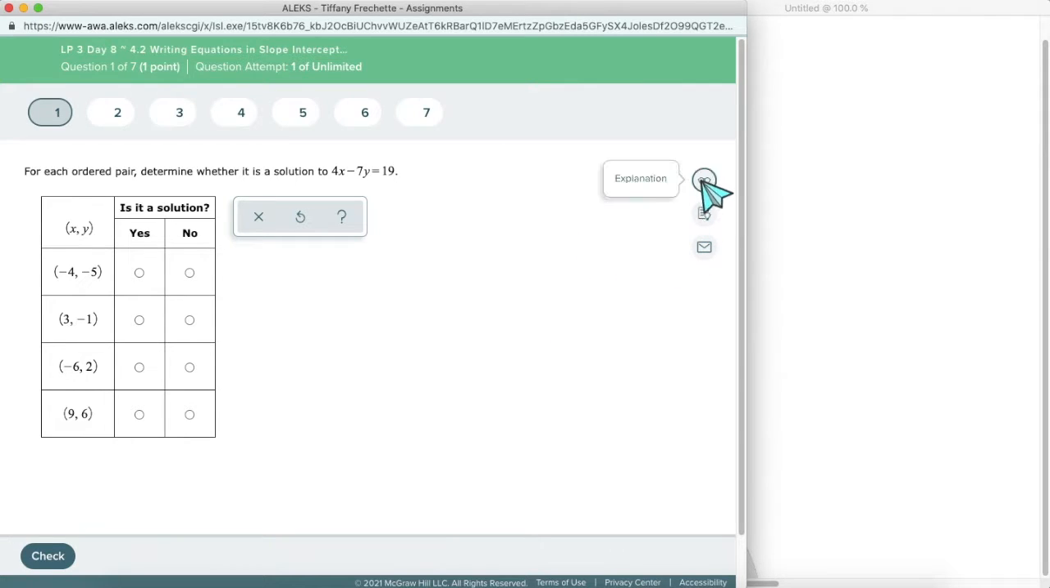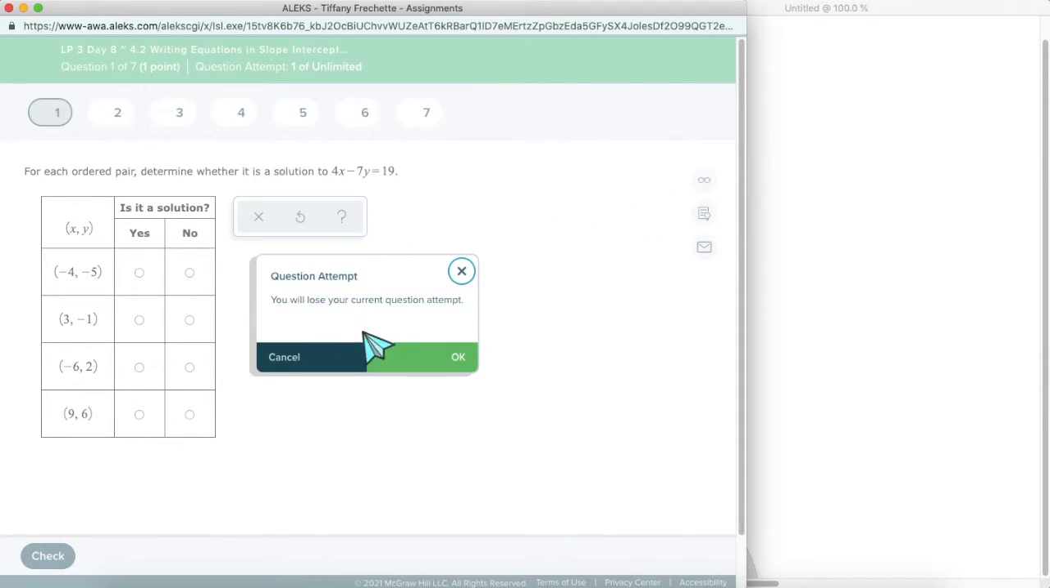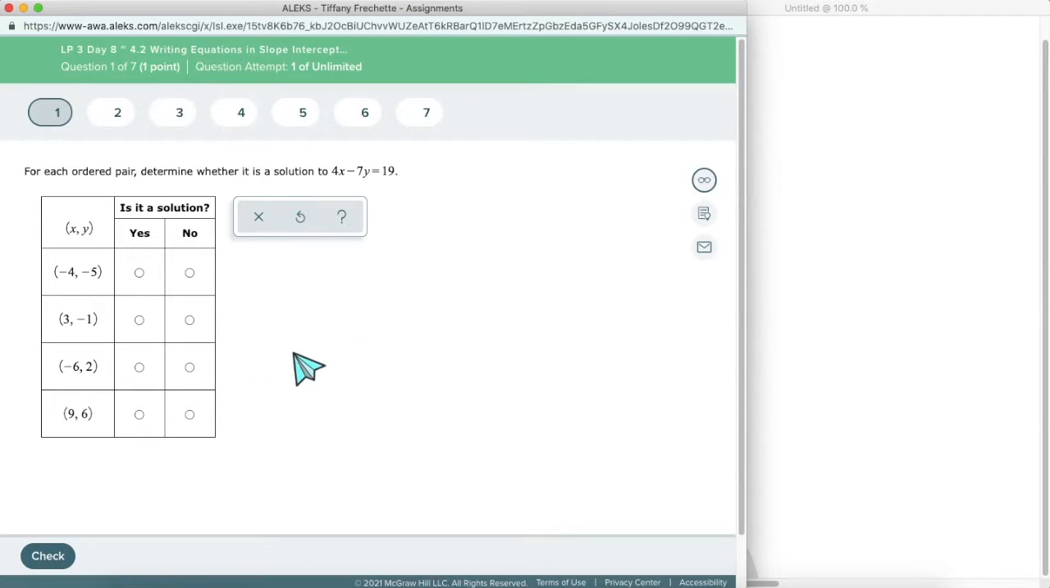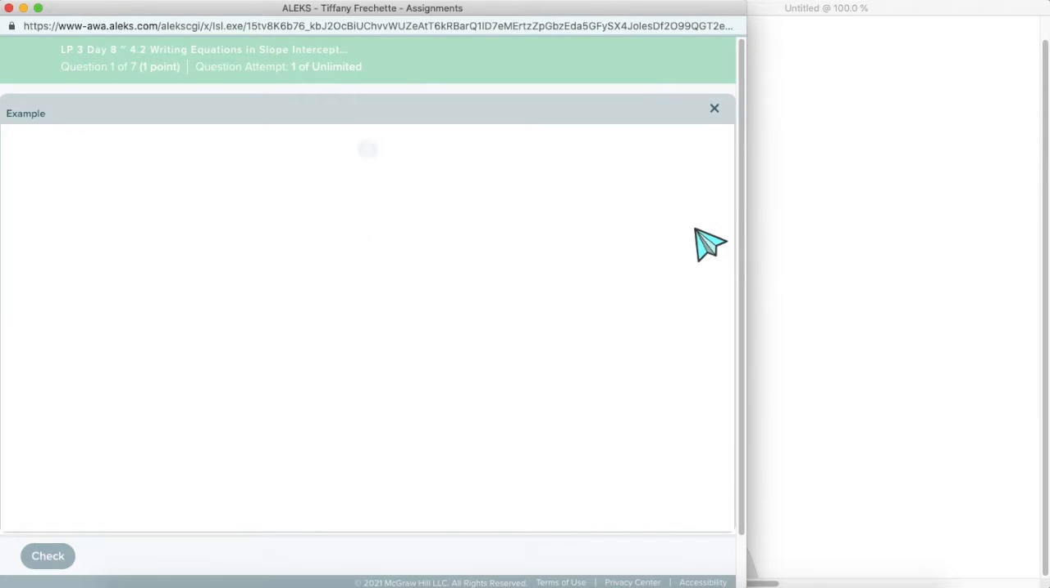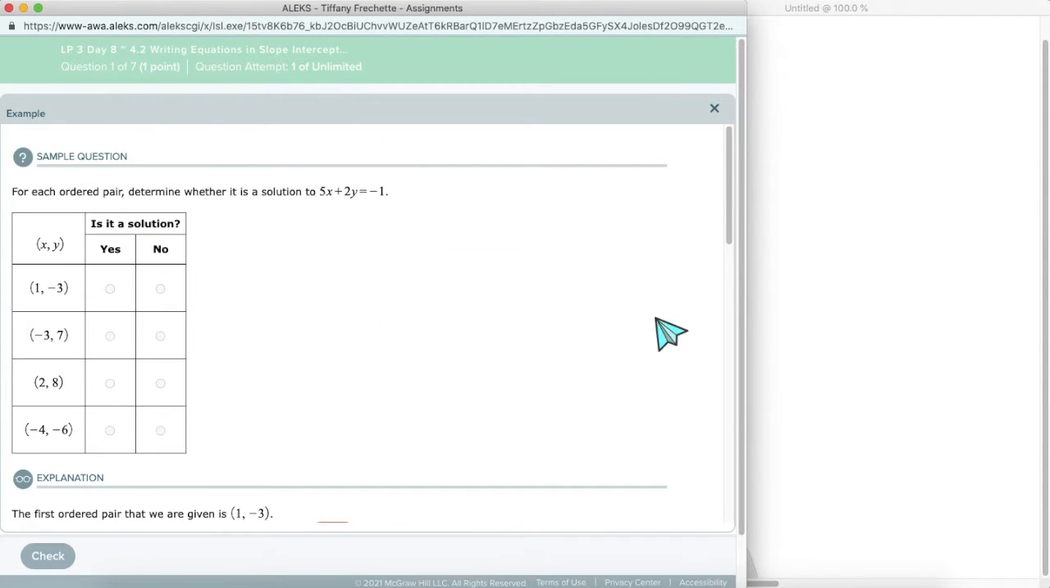You will all also see these 3 tools on the side here. Explanation literally will explain this problem to you. So you're going to lose your question attempt on it because it's going to give you the answer. It's not going to give you the answer and then let you check the box. It'll give you a little red X and you'll have to come in on another attempt to get points for that one. Example will show you a problem just like this one, and it'll just walk you through what it wants you to do.